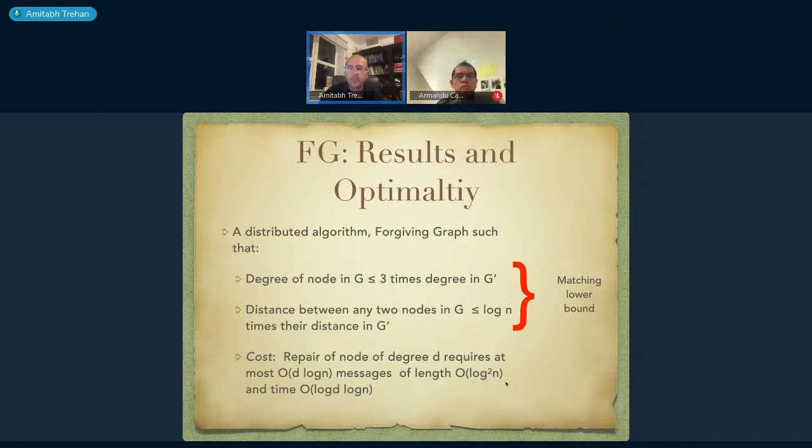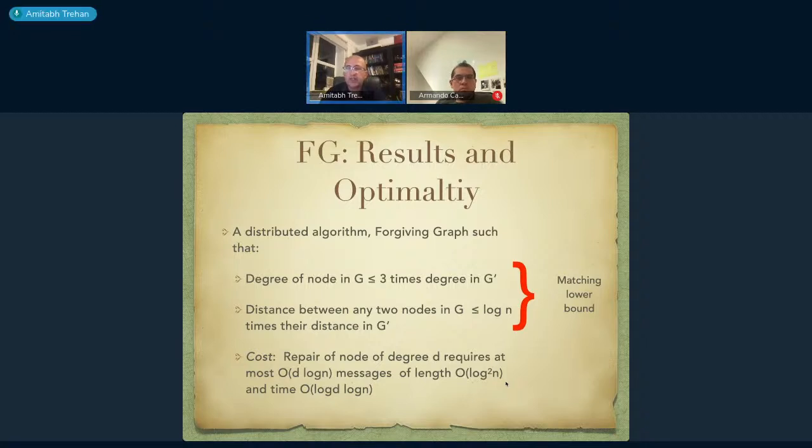So the degree of a node in G is at most 3 times its degree in G dash. The distance between any two nodes is at most log n times the distance in G dash. Now this also has a matching lower bound like it was with forgiving tree, and I'll present the bound, and I think the similar one carries over. The cost: the repair of a node of degree D requires at most order D log n messages of length order log squared n and time order D, order log D log n. Everything is slightly more difficult here because it is a fully dynamic system and the costs are a bit higher. The time is slightly higher than the forgiving tree, but all of this allows us a lot of flexibility, right? Any questions?